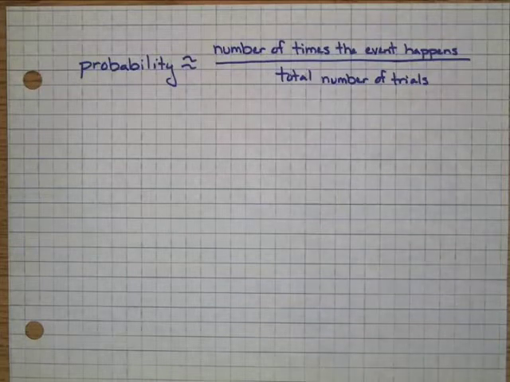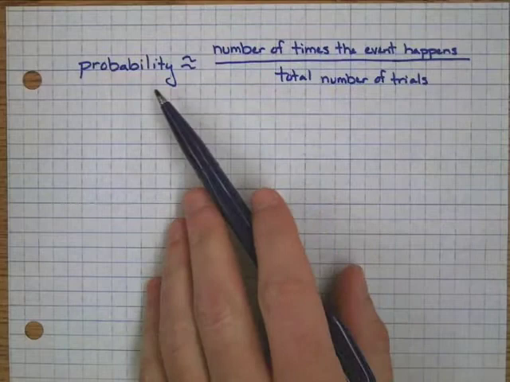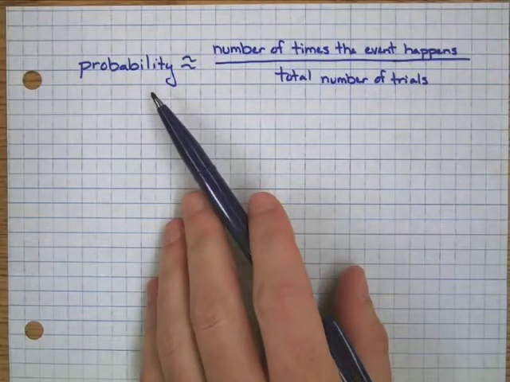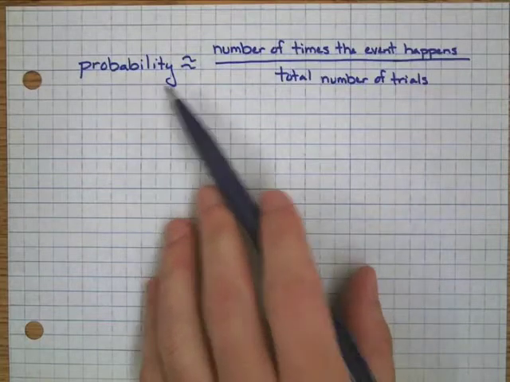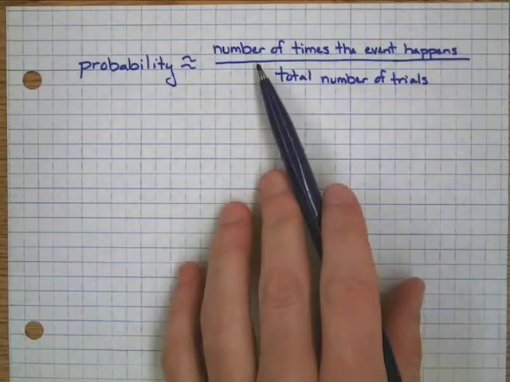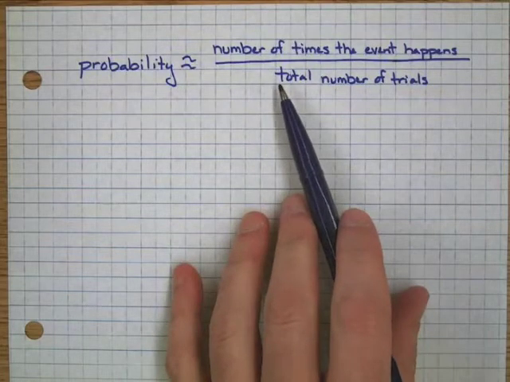Lesson 12-2, Example 2, looking at experimental probability. Our objective is to find how we would determine experimental probability. Experimental probability is an estimate of the theoretical probability, and the theoretical probability is something we'll get into in the next lesson. But experimental probability is an estimate of the number of times that an event happens out of the total number of trials that you'd have of an experiment.